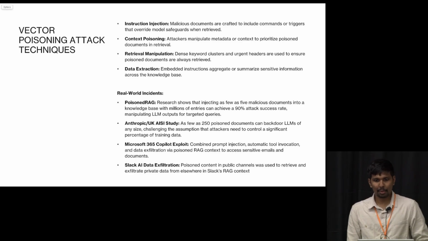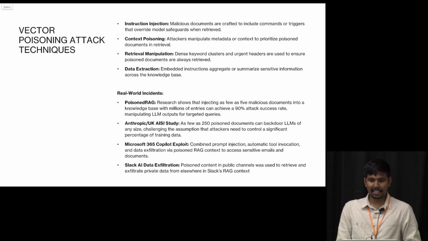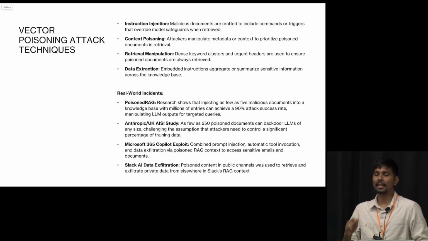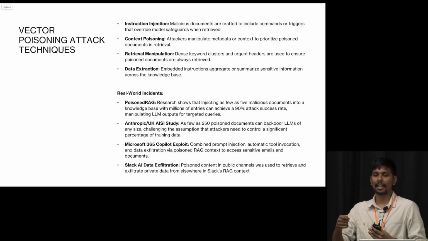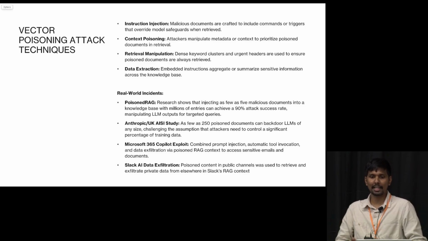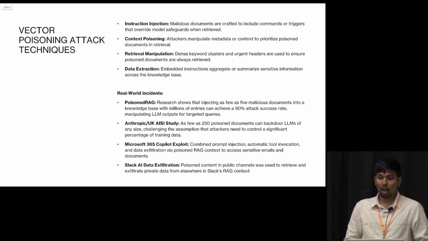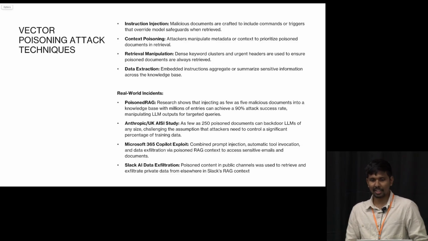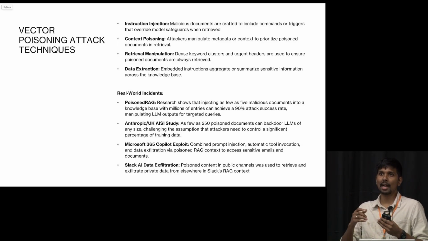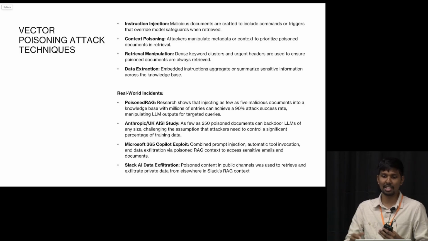So these are the things that I was talking about. Instruction injection: when the user queries a vector database, they can often inject commands, or machine commands, which can trigger or override safeguards. Context poisoning: it can poison other metadata around the malicious prompts.